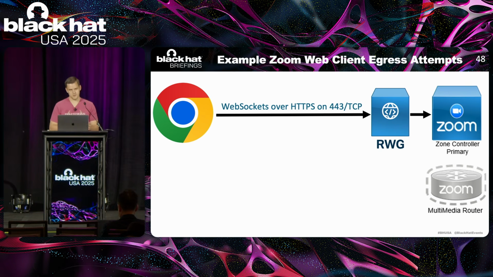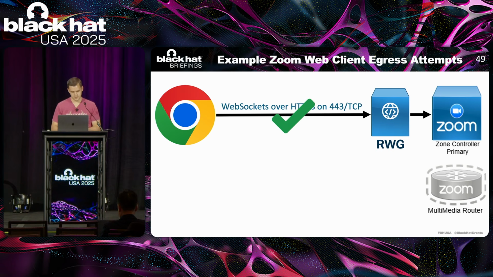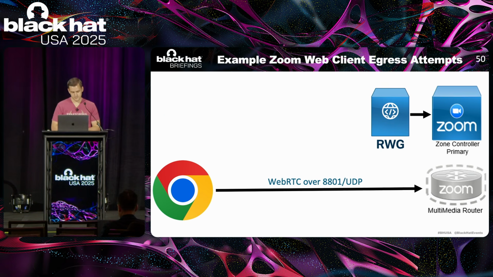And so the Zoom web client is a little bit different. It actually uses WebRTC, and then it uses WebRTC data channels to send its custom protocol over that connection. And so it starts off by making a connection to something called a real-time web gateway, and it basically gets the same information it would get from the zone controller for the most part. And so that would work because it's using HTTP in our lab environment. And it's going to try to initiate a WebRTC connection over 8801 UDP to the media server itself.